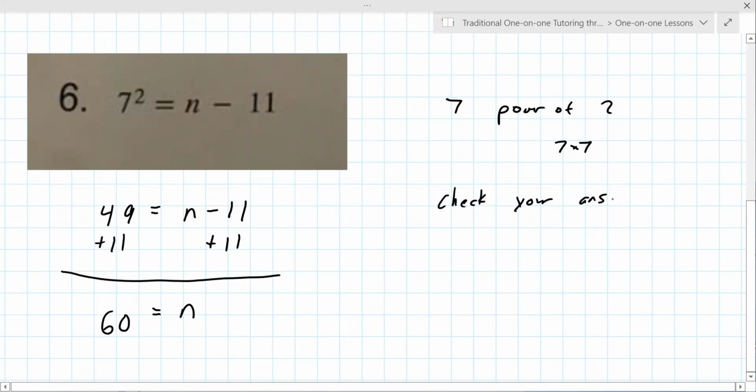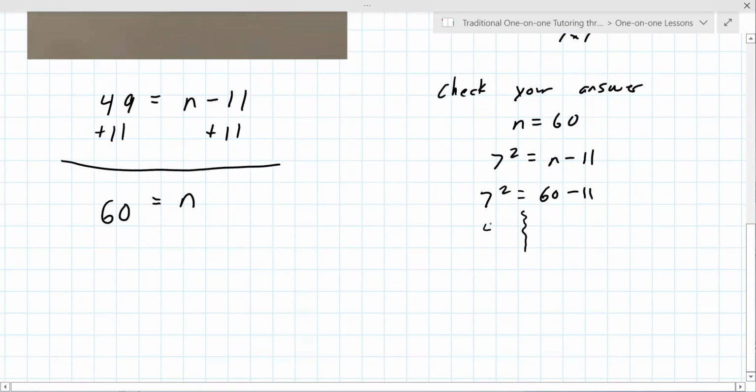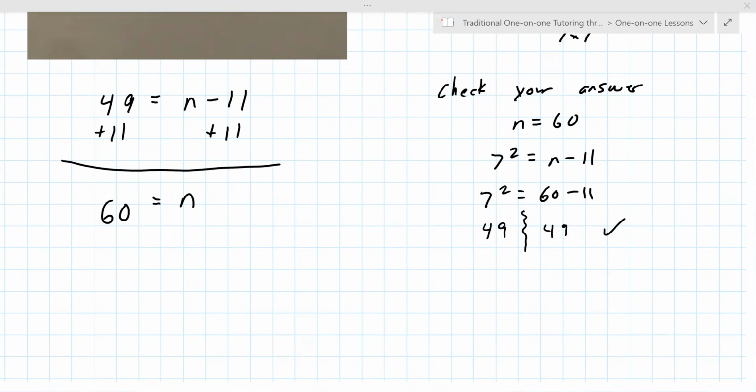Now we need to check your answer. So you can start by writing your answer. 60 minus 11 equals 49. The reason this one's a little bit different is you actually do have to manipulate the left side. You do have to write 49. You have to show that the left equals the right. But what you're not allowed to do is move things around. You're just putting the number back into the equation, and hopefully the left side equals the right side.